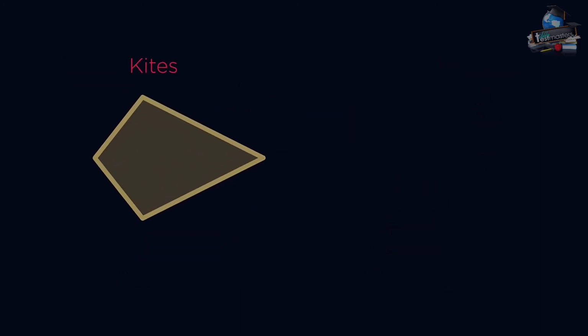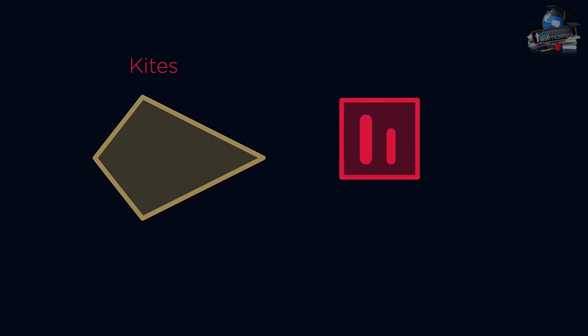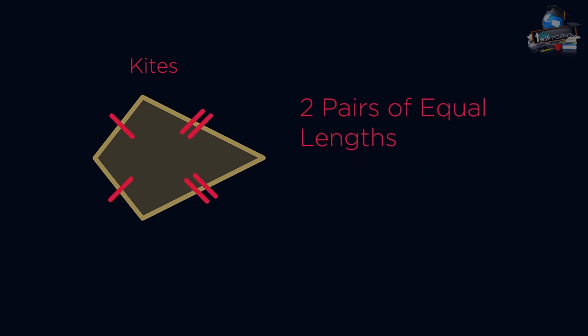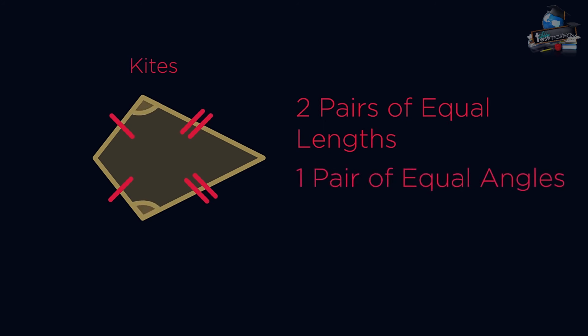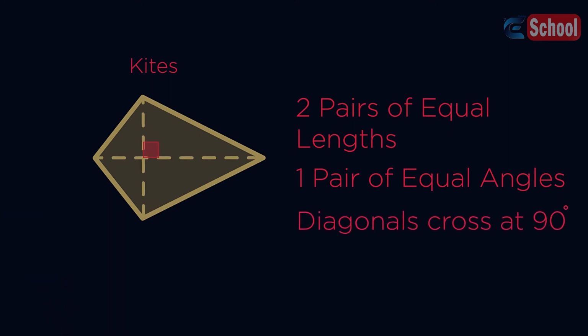Last up, we have kites. What do you notice about our final type of quadrilaterals? Pause the video and have a think. They have 2 pairs of sides that are equal in length. They always have 1 pair of equal angles. And they're not so important, but worth mentioning. The diagonals cross at 90 degrees.